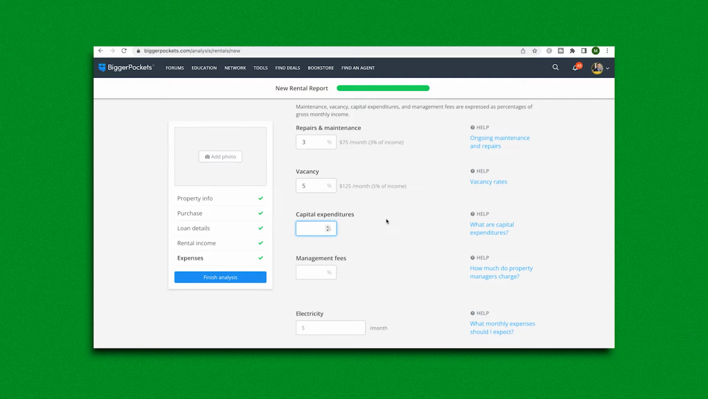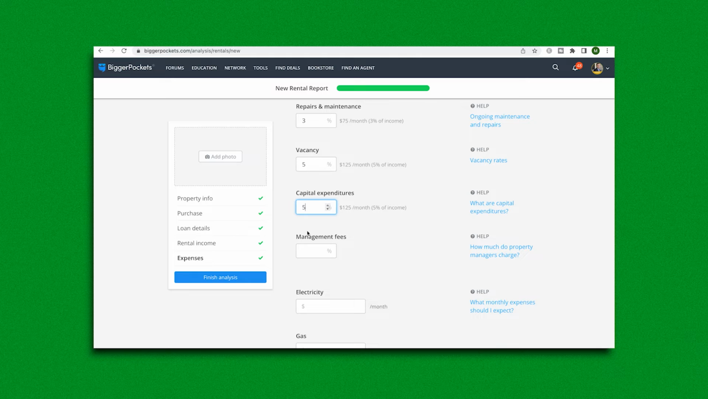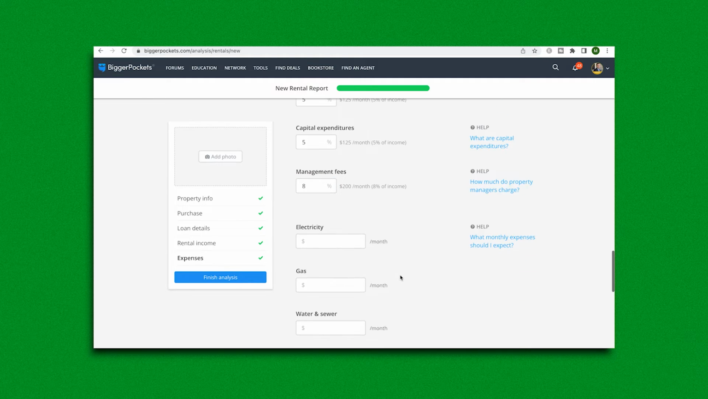CapEx, the property is going to need a new roof at some point, so you're going to want to prepare for that. And then management fees, you want to make sure you know if your investor is going to hire a property manager or not. Usually they cost between 8 to 12% of the gross monthly income. If they're going to manage it themselves, you want to make sure that they know exactly what they're getting themselves into. And if they're using a property management company, you want to know what that rate is. I see 8% a lot, so we'll put that in.